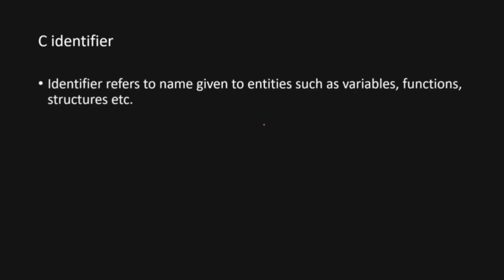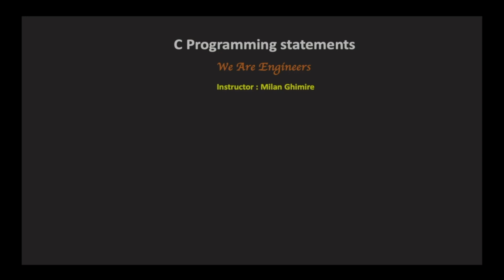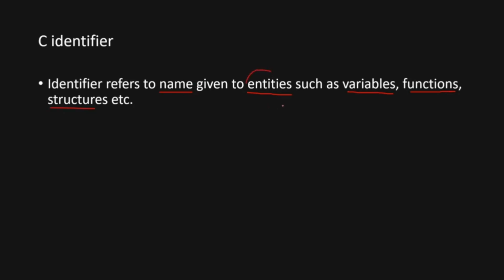Now we will discuss C identifiers. An identifier refers to the name given to entities such as variables, functions, and structures. So it is a name that is given to entities, variables and functions. What is meant by entities? The real world entities, you have heard about it. An object, a variable that stores a value, and functions that are given a name, that is what is meant by C identifier.